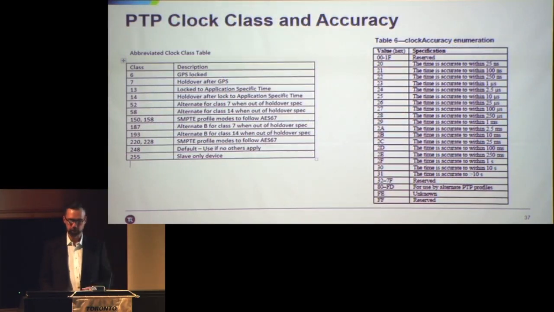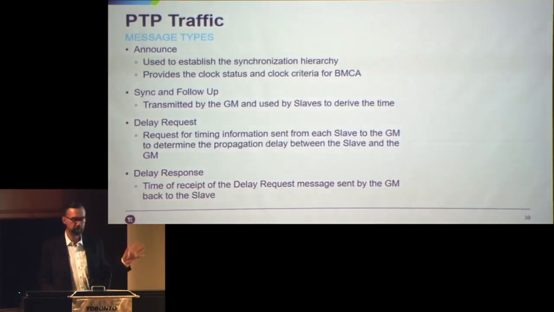Here's an example of those clock classes and accuracy. If I'm locked to GPS, my clock class is 6. If I lose lock for a brief period, my clock class actually goes up to 7. I'm worse. And the different accuracy values are there too. If I haven't plugged the thing in forever and it's never seen GPS, it may be off by minutes or seconds. That's not good enough. It takes time to bring you back into sync with everybody. So a lot of messages going on.